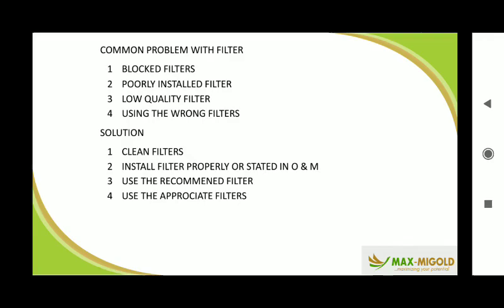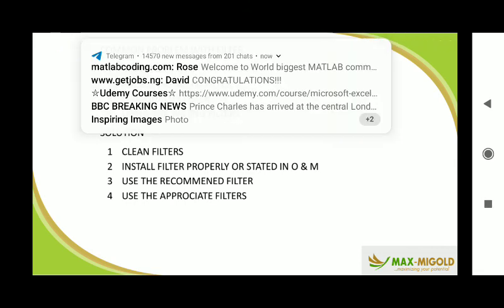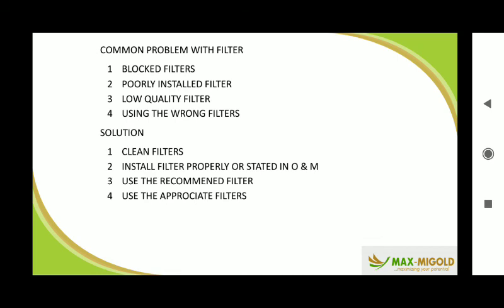So common problem with filter: block filter. What can block filter? Dirt, dust, poorly installed filter. When your filter, instead of using the proper size, you went to buy a filter that is half. So you left the other part of the unit to be working while half part is with filter. So there's every tendency that the evaporator or the condenser could be clogged. Low quality filter. There are some low quality filters in the market. Then using the wrong filter. When you are not using the appropriate filter, then there's every tendency that the air quality you are trying to guarantee within the space will not be okay.